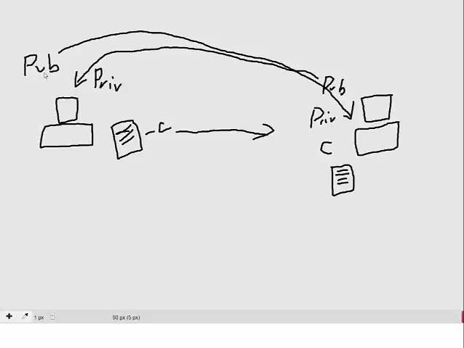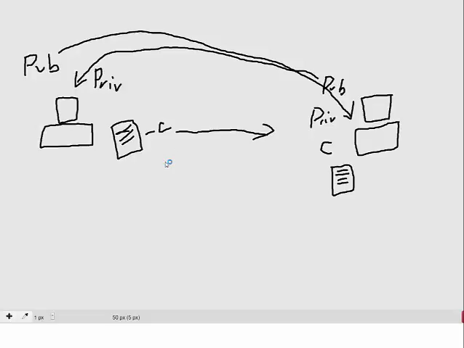So the public key cannot be used for decryption. It can only be used for encryption in this case. If I want to send a reply back, the same thing goes on. I'm going to take this user's public key, encrypt the message, turn it to ciphertext, send it across, and then when it arrives, these users will take their private key and decrypt it. Back and forth, back and forth, back and forth.